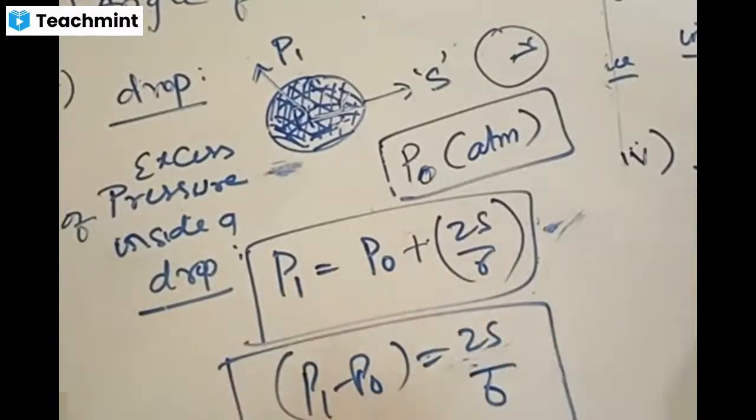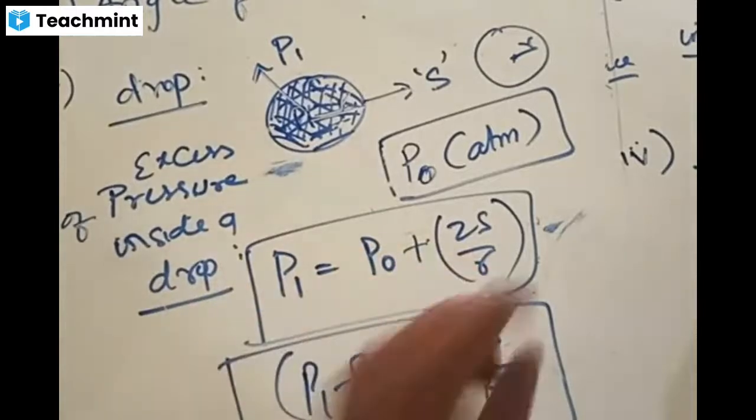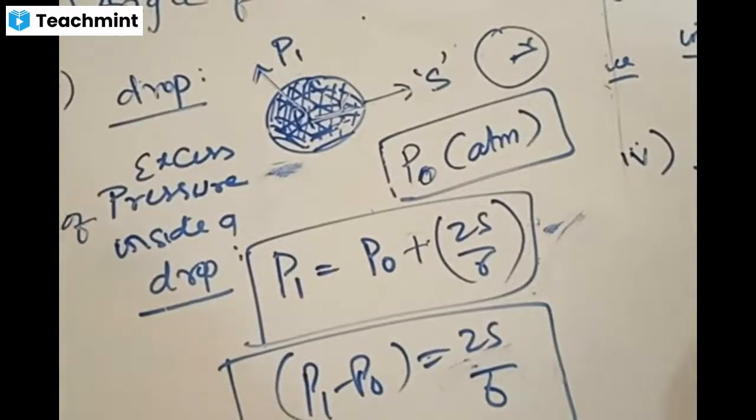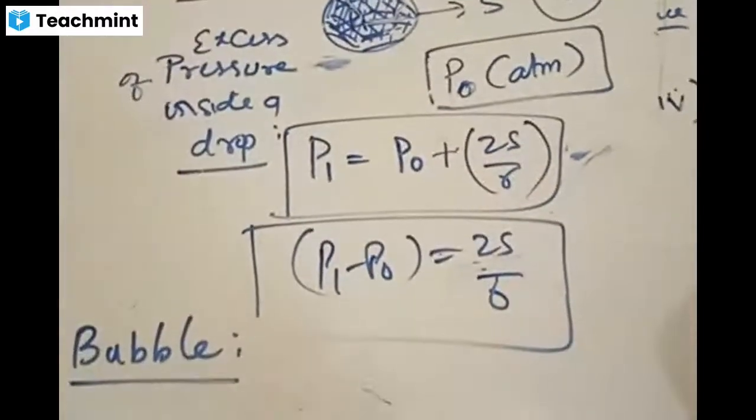The formula for the excess of pressure inside a drop, when compared with outside, is 2S by R. Very good. It's clear. This is for a drop. Now we have one more thing similar to a drop, called a bubble. Three kinds of things we say: bubble, drop, and cavity.